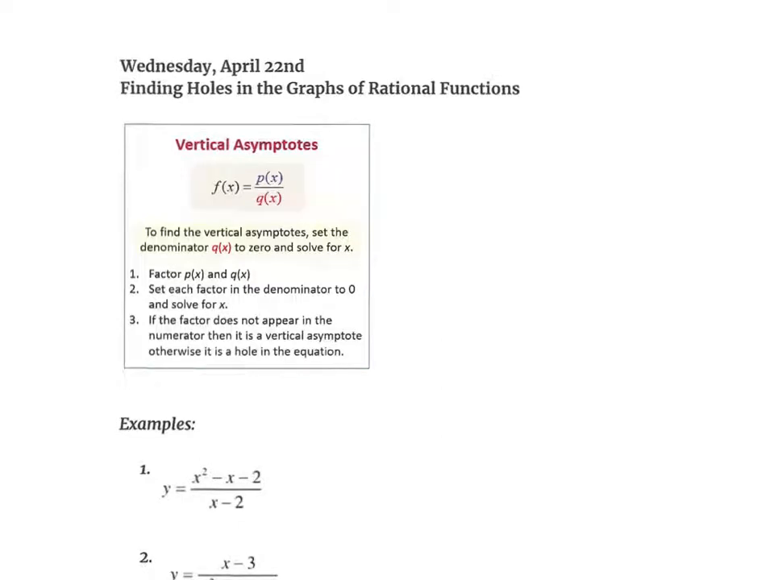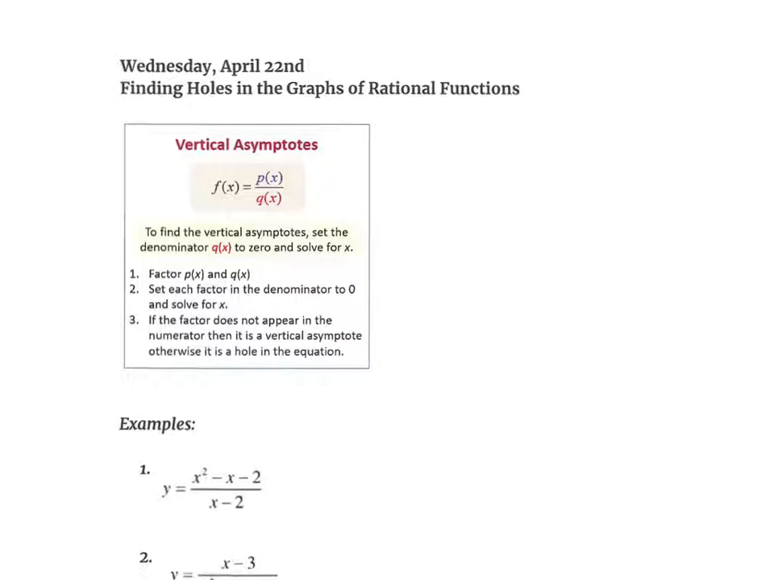For Wednesday's video, we're going to talk about holes. A hole in a graph is called a discontinuity. It's where the graph continues through, but it does not exist at that point. And so it really is like a hole in the graph. Like you could have a whole line with a little hole in the middle of it.